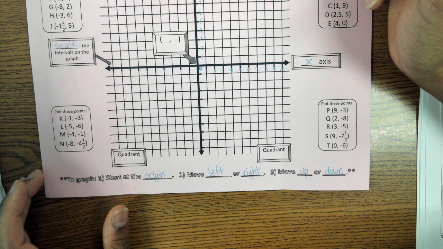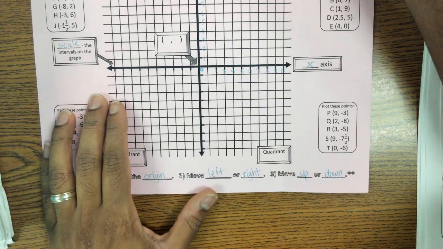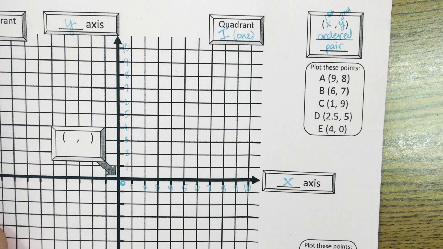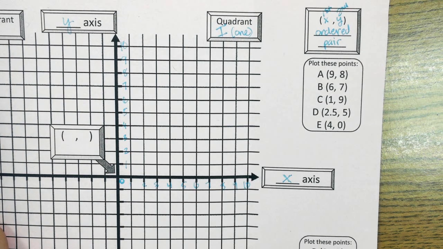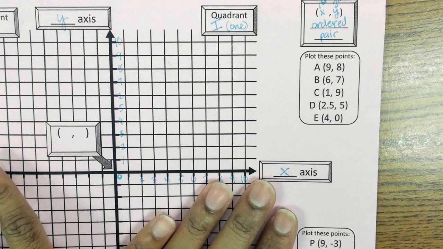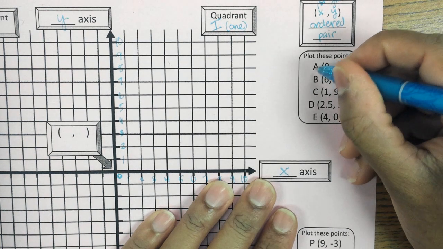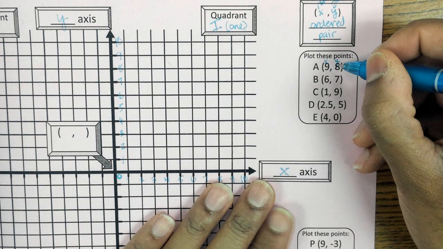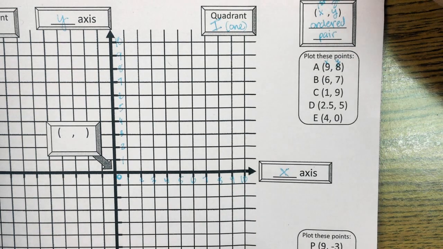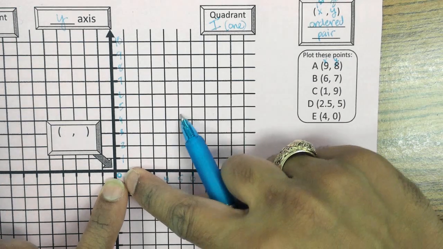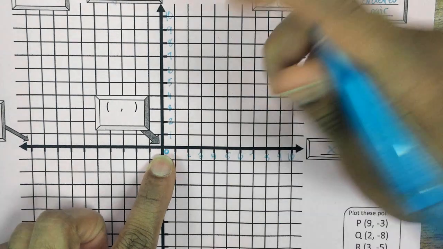So, let's focus back on quadrant 1. Going to quadrant 1, all we're going to do is plot these points. Each of these are separated as the x and y value. So, for example, for point A, my x is 9 and my y is 8. X is 9, y is 8. So we start at the origin. Origin is the center point right here.